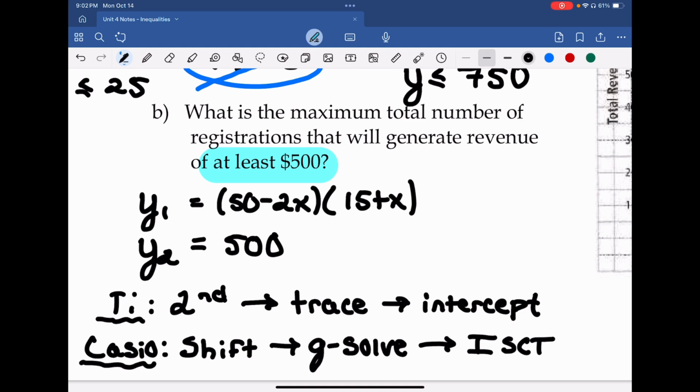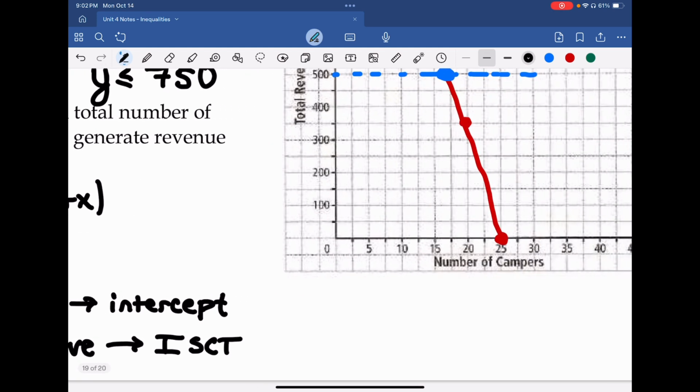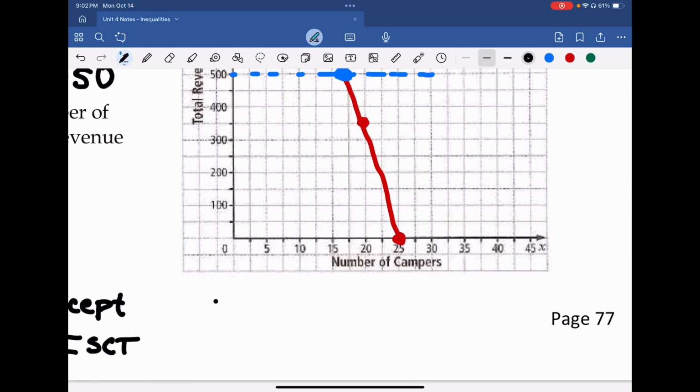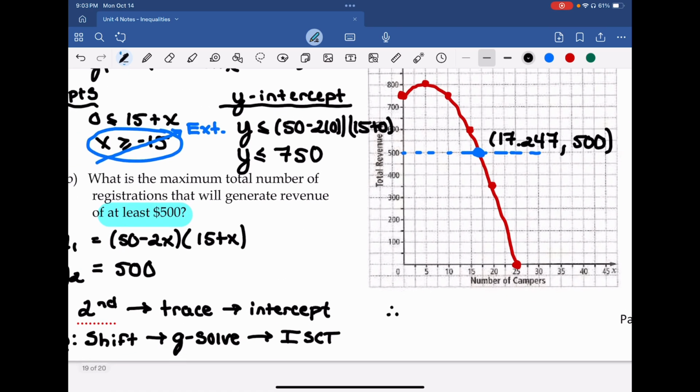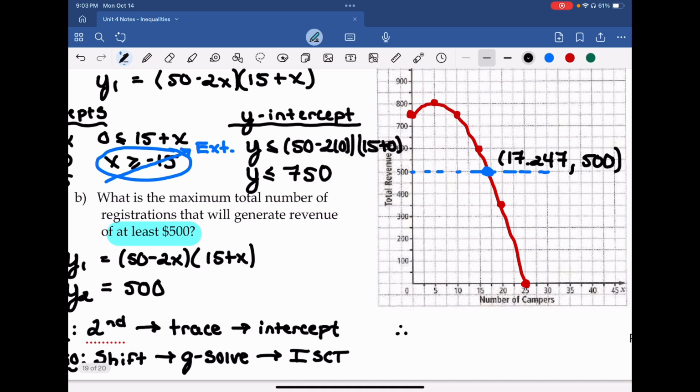Now, when you do this, here's the value you're going to get for this piece. We're going to go over to the right-hand side. Let's show it on the graph and then we'll summarize it. You end up getting an intersection at 17.247 and 500, which means that if we're trying to make sure we have the appropriate number of campers, this is the maximum amount of people that will allow this $500. When we reread this, what is the maximum total number of registrations that will generate revenue of at least 500?